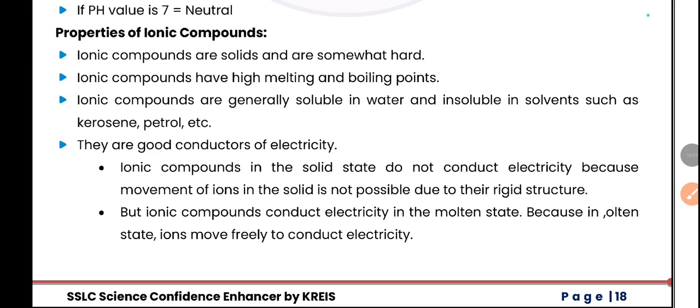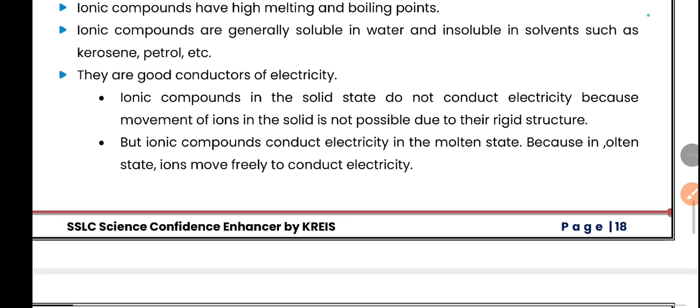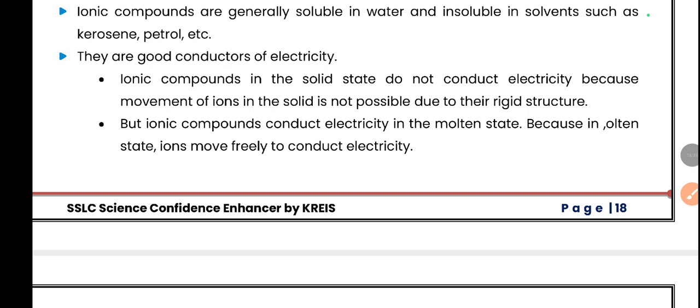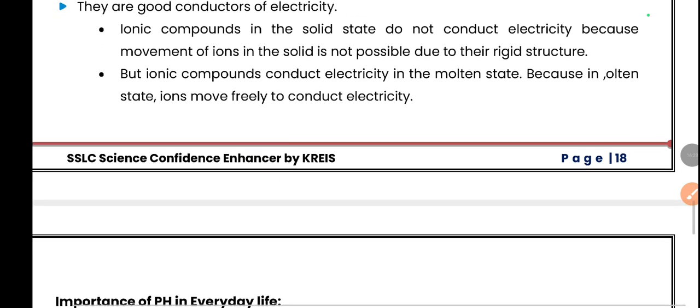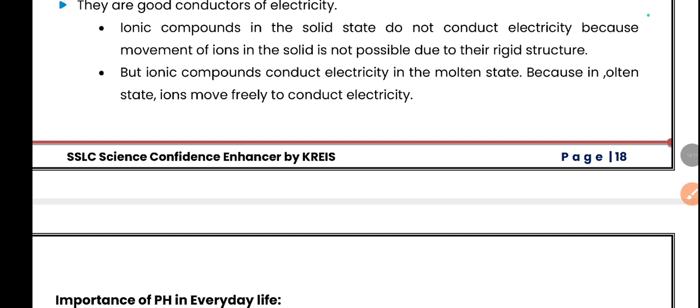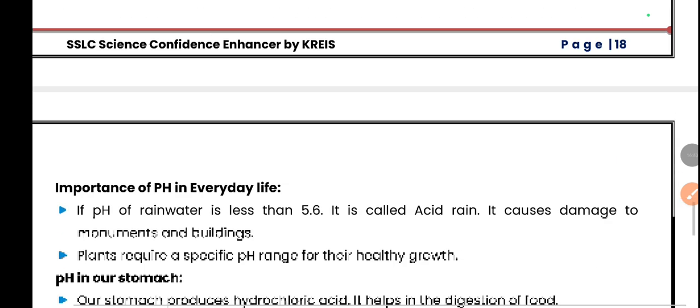Properties of ionic compounds, very important. Ionic compounds are solids and are somewhat hard. Ionic compounds have high melting and boiling points. Ionic compounds are generally soluble in water and insoluble in solvents such as kerosene, petrol, etc. They are good conductors of electricity. Ionic compounds in the solid state do not conduct electricity because movement of ions in the solid is not possible due to their rigid structure. But ionic compounds conduct electricity in the molten state because in the molten state ions move freely to conduct electricity.